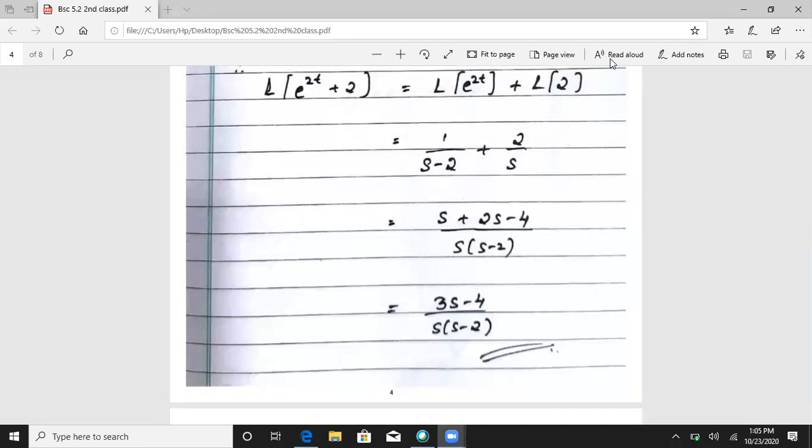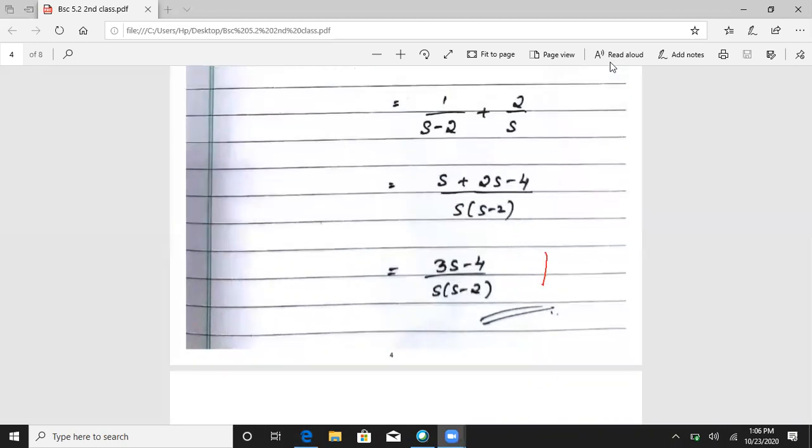Okay. Next, we cross multiply these functions. We'll get s into 1 is s, plus 2 into s, 2s, minus 2 into 2, 4. And the denominator is s into s minus 2 as it is. And s plus 2s is equal to 3s minus 4 divided by s into s minus 2. Okay, I hope this one is also clear.